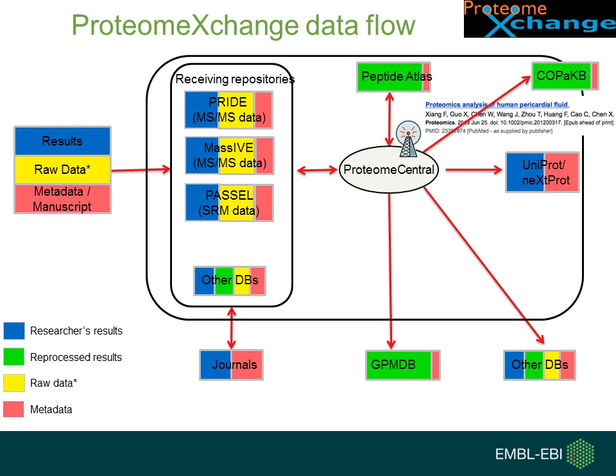So you might be a database like GPMDB, which reprocesses raw data in a coordinated pipeline and then presents their own view of this data, similar to what Peptide Atlas does. You might be interested only in a few selected data sets for a much more scientific focus. For example, our partner site COPA-KB at UCLA are a specialized resource for cardiovascular proteomics, so they pick up only data sets which fit into that search scheme.